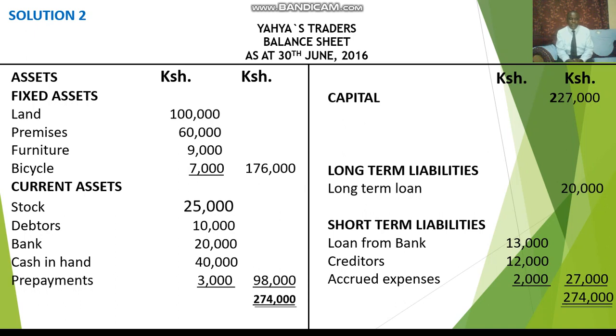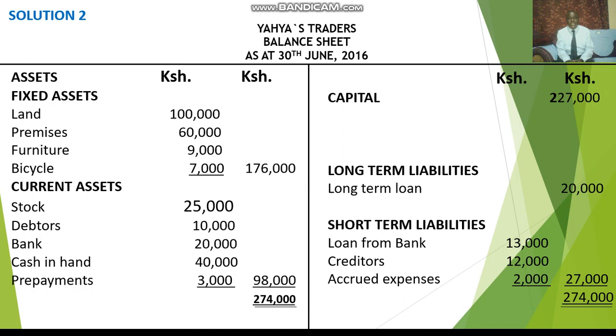We shall start with the assets, and in this case we have land, which is 100,000, a fixed asset, premises 60,000, furniture 9,000, bicycle 7,000. If you add the total fixed assets, you get 176,000.